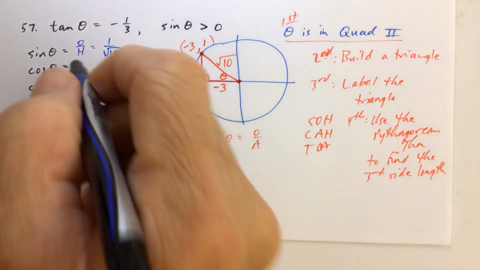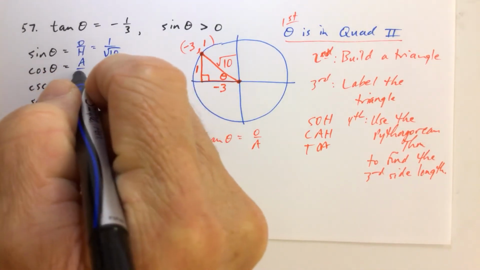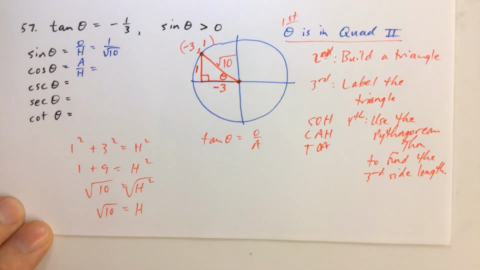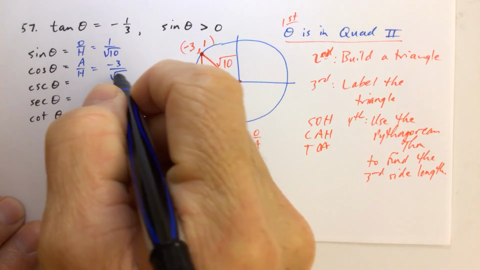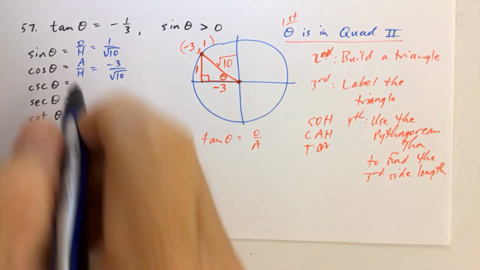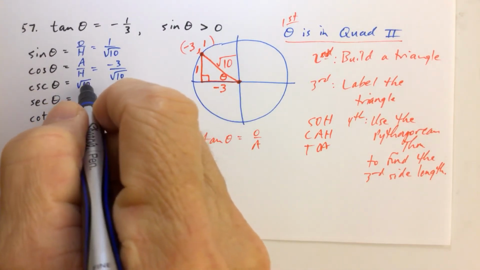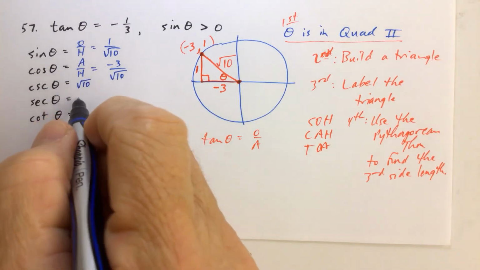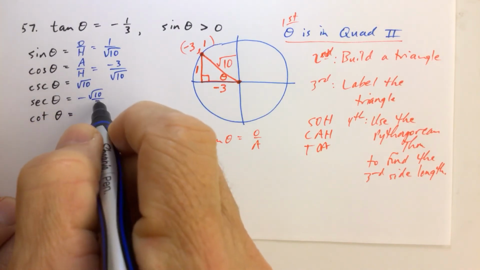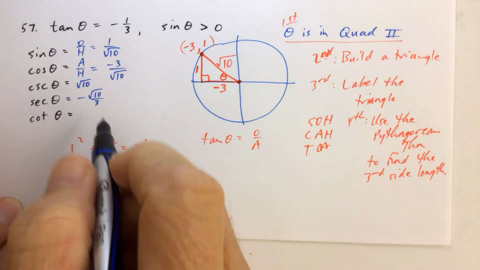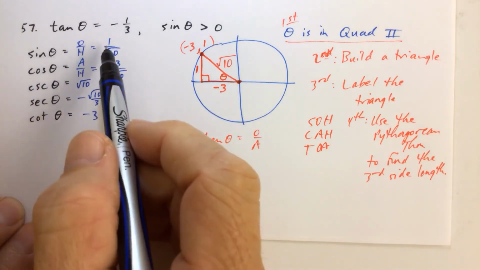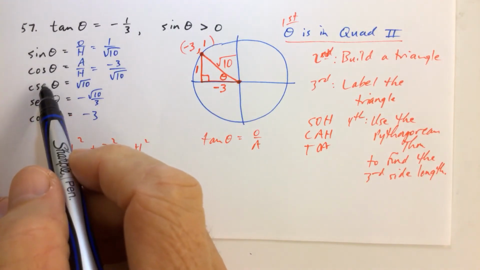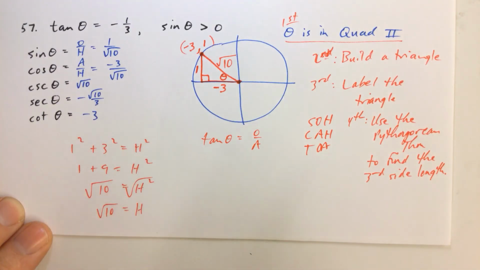The cosine is the adjacent leg over the hypotenuse, and the adjacent leg is -3, and the hypotenuse again is radical 10. The cosecant is the reciprocal of the sine. The secant is the reciprocal of the cosine. And the cotangent is the reciprocal of the tangent. So let's make sure we got our positive values, sine and cosecant, and all the rest are negative. Check. We're good.